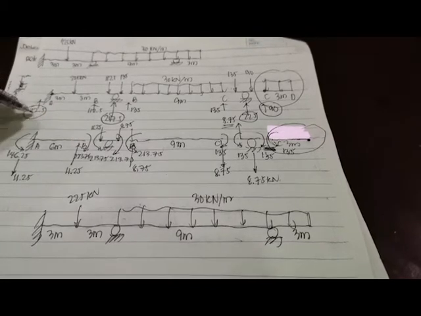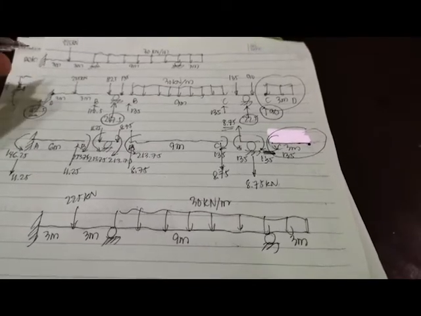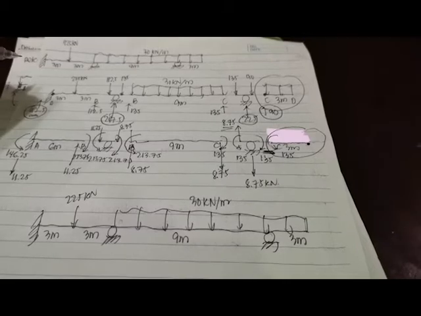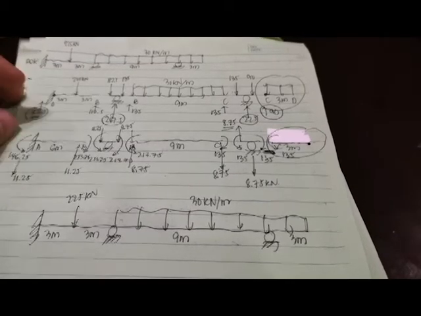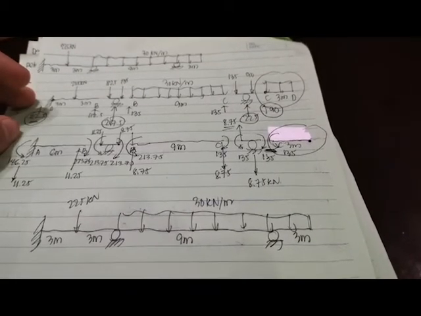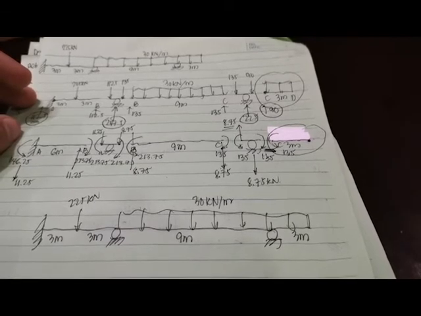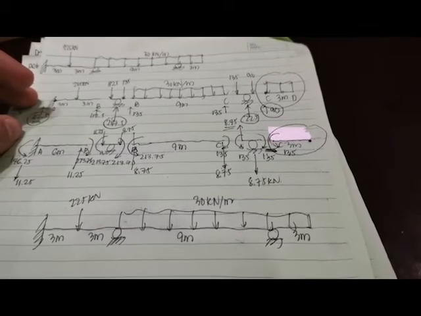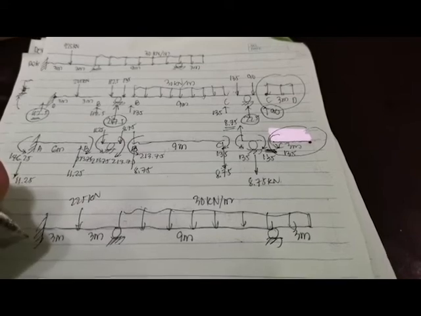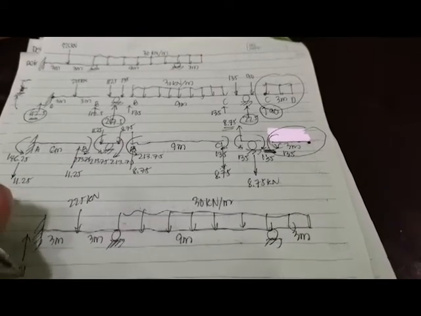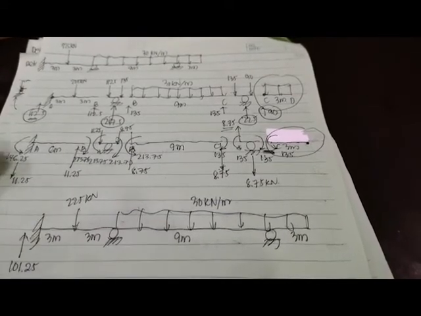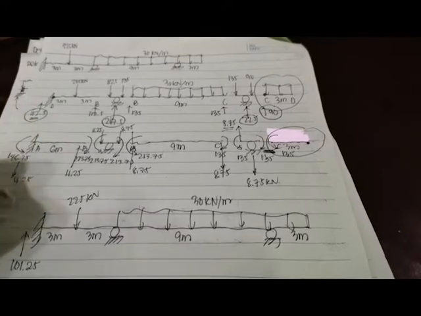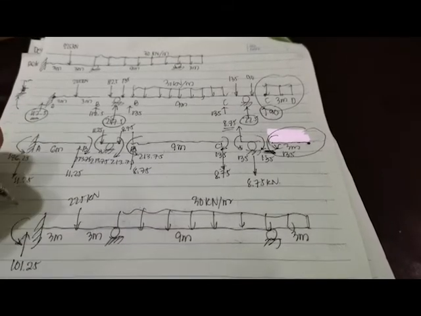At A, we have an upward load of 112.5 and a downward load of 11.25. Minus 11.25, that is equal to 101.25. And the moment of 146.25.